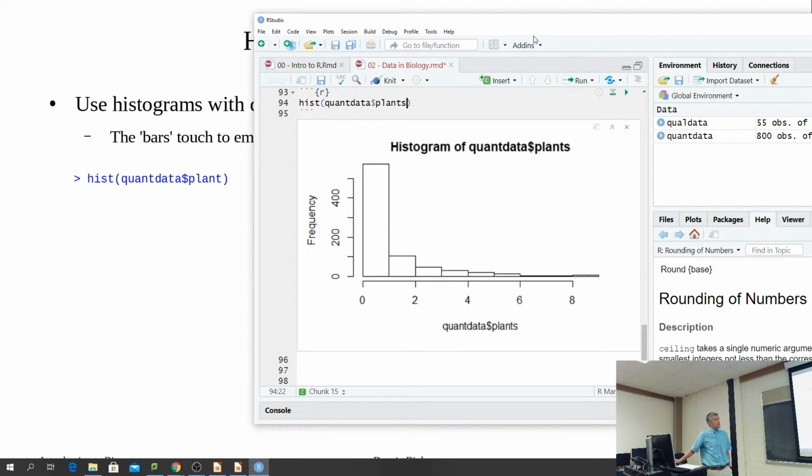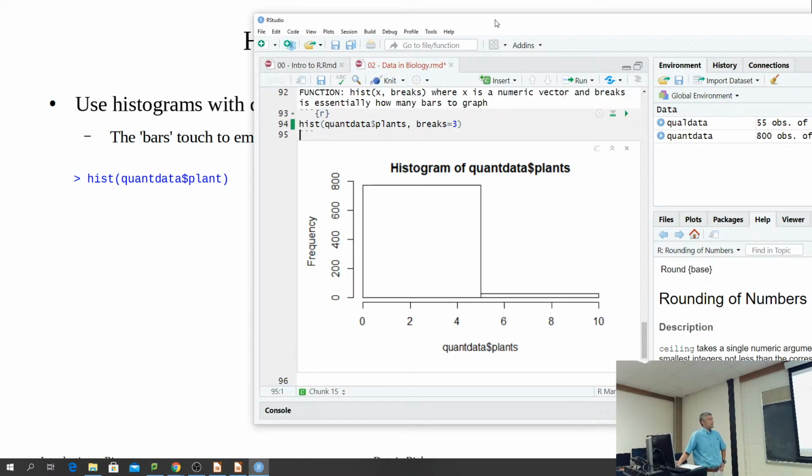But what happens if we want to change it? What happens if we want to change the number of breaks? Well, very easy to do. I just add breaks equals and give a number. Let's say I want 3 breaks. I don't know why you would want 3 breaks, but perhaps you want to see 3 breaks in it. Now that's not 3 breaks. 2 bars. Basically 1 break.